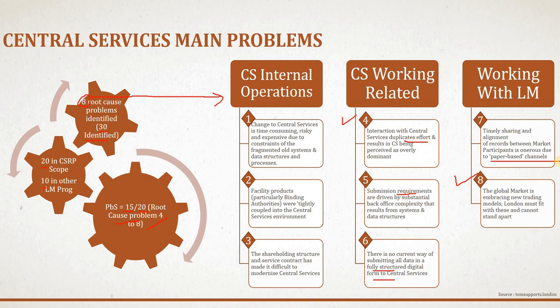And then last but not the least, the eighth one is talking about the London market accepting and embracing new technologies in order to stay competitive as compared to the rest of the world. So the rest of the world is actually adopting new technologies, new processes to stay competitive. And if the London market has to retain its market leader position, it also has to understand and embrace these technologies in order to stay competitive. So these are largely the 8 root causes which CSRP is expected to resolve.